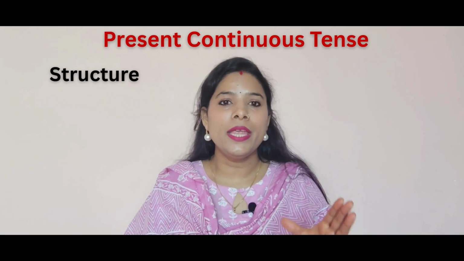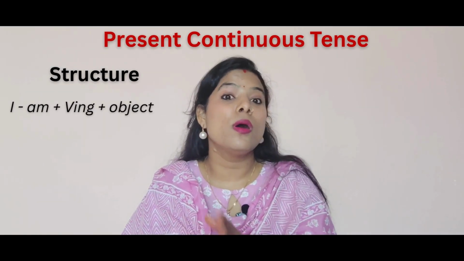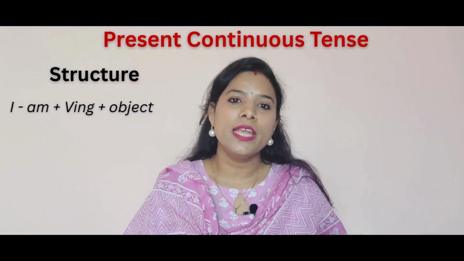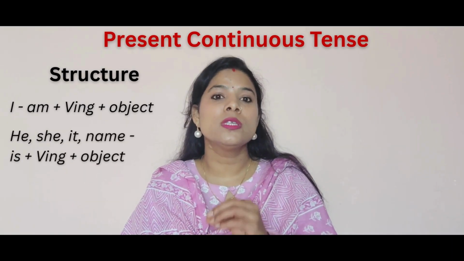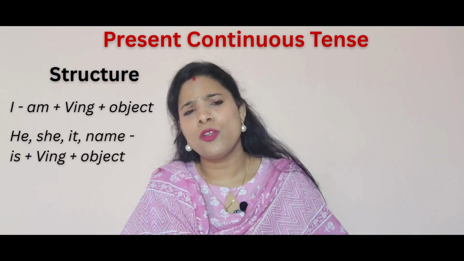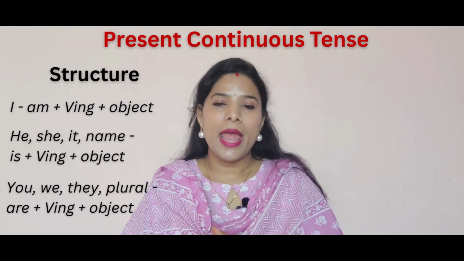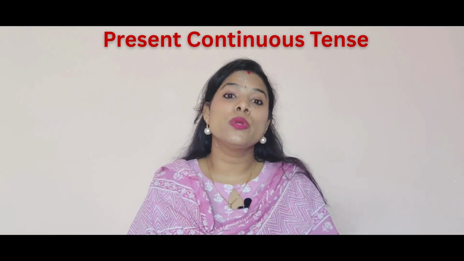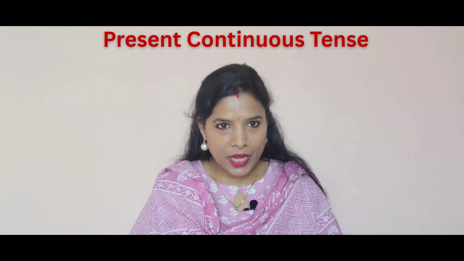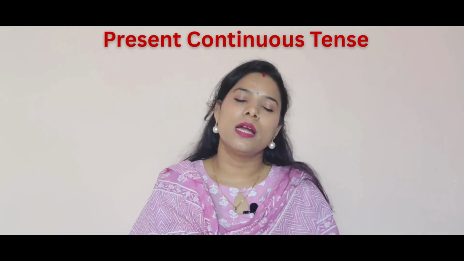The structure is: with I we use am and verb ing and object. With he, she, it and name we use is and verb ing and object. With you, we, they and plural subject we use are and verb ing and object. This is how we make it. For temporary activities, we can say nowadays I am learning yoga, or he is learning to play the guitar nowadays, or my son is doing his homework right now. So these are the activities taking place in the present time. Okay, this is how we make present continuous tense.